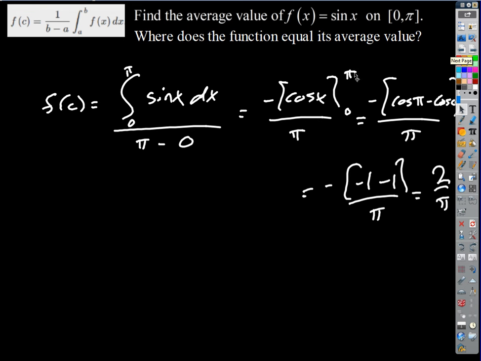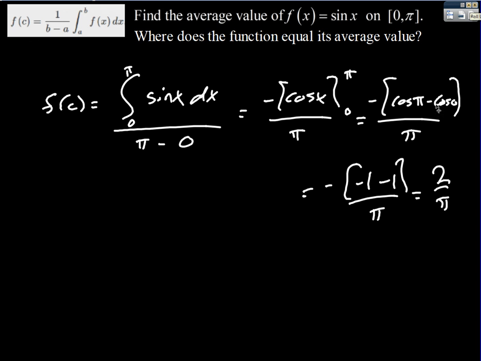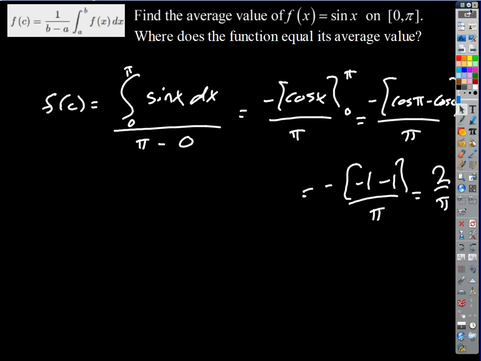So we get minus cosine of pi minus cosine of 0. Cosine of pi is -1, cosine of 0 is 1. If we simplify this, what do we get? We get -1 times -2 is 2 over pi. So the average value of the function is 2 over pi, and that's the answer to the first part.